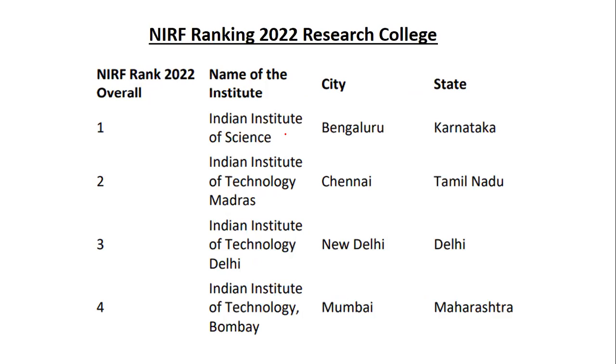Then the next ranking is for research. Now, research colleges we have to keep in mind very well, as they will play an important role. Indian Institute of Science, Bengaluru has topped the first position. Indian Institute of Technology Madras has topped the second position. Indian Institute of Technology Delhi has topped the third position. So under research, we have the Indian Institute of Science, followed by IIT Madras, followed by IIT Delhi.